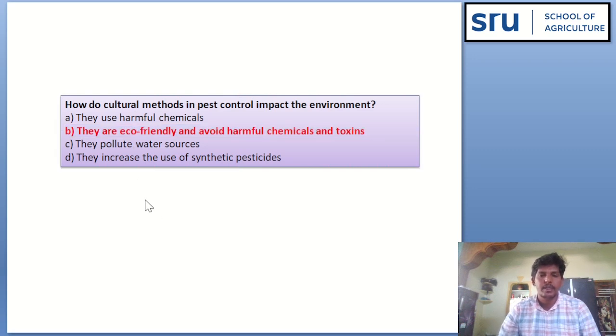How do cultural methods in pest control impact the environment? They are eco-friendly and avoid harmful chemicals and toxins.